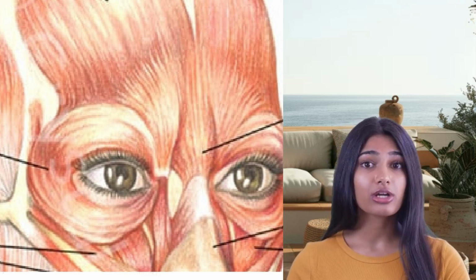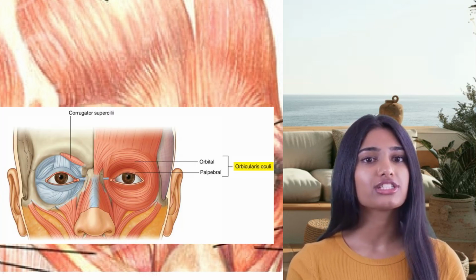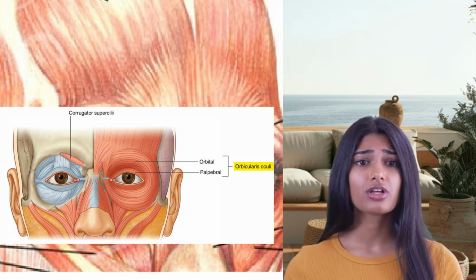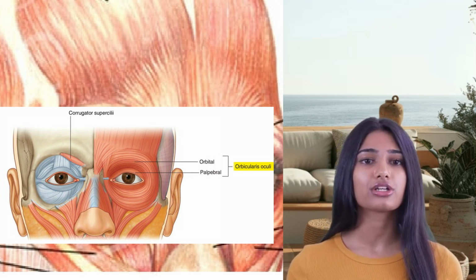The palpebral part originates from the medial palpebral ligament and the medial border of the orbit above and below the medial palpebral ligament, inserting at the lateral palpebral raphe.